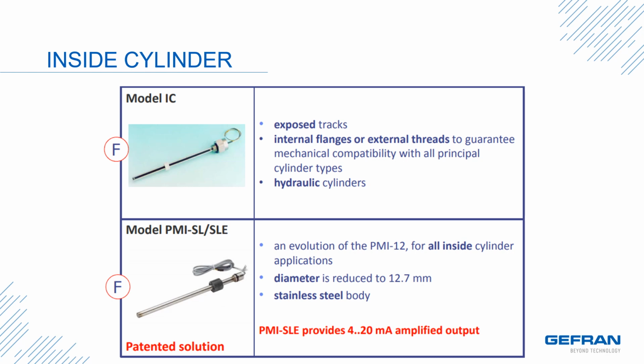The PMI SL and SLE are variations of the PMI model that are designed for all inside cylinder applications which require a smaller transducer. For this reason, the diameter has been reduced to 12.7 millimeters. The SLE version has an amplifier circuit and provides a 4 to 20 milliamp output. They are available in flanged or threaded versions to accommodate all main cylinder types.